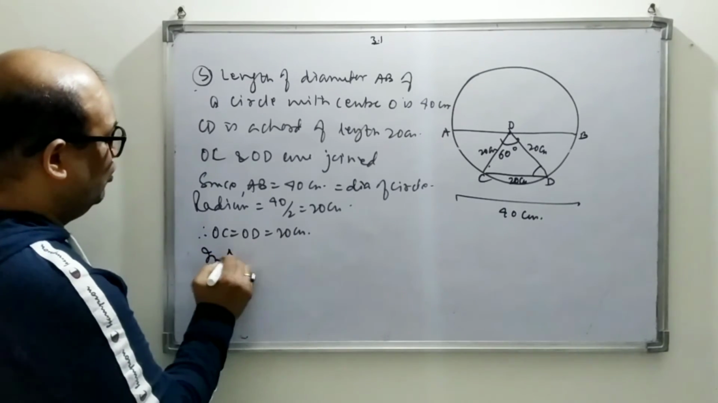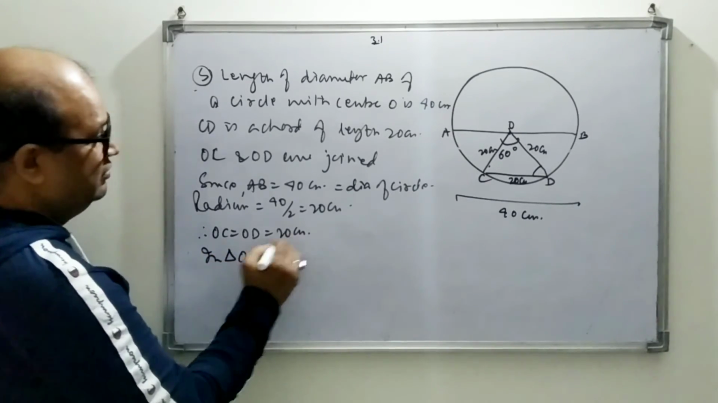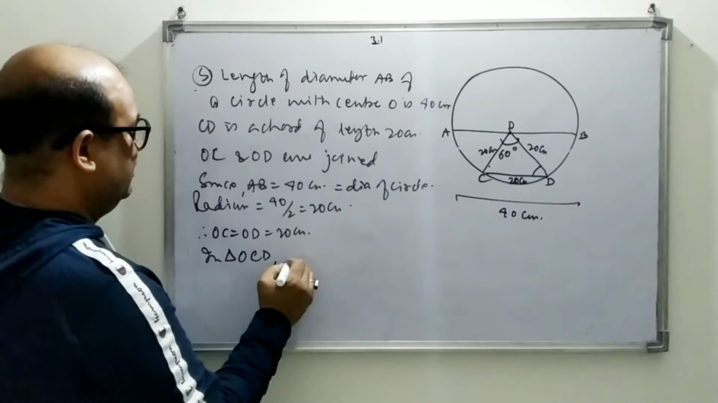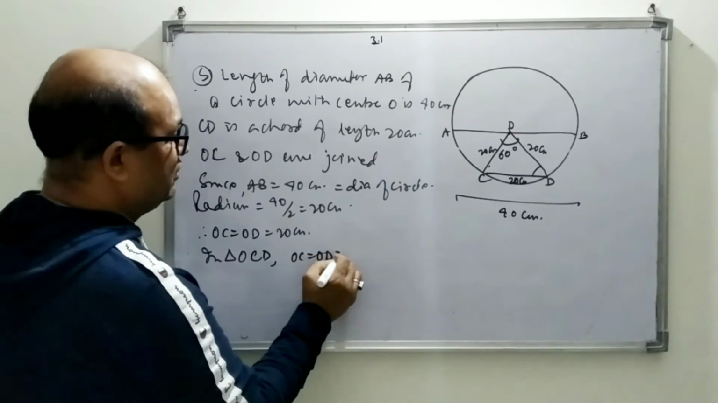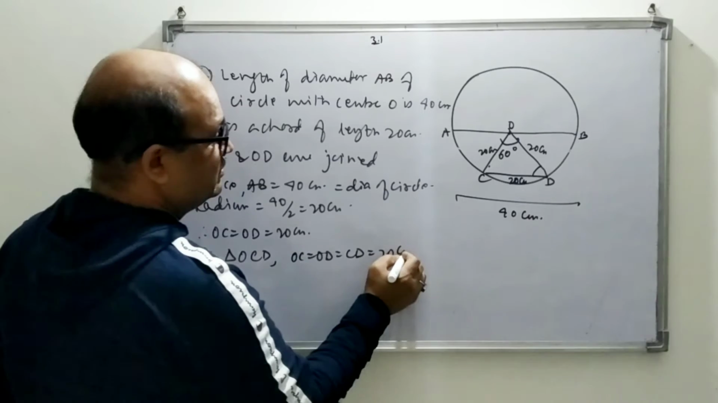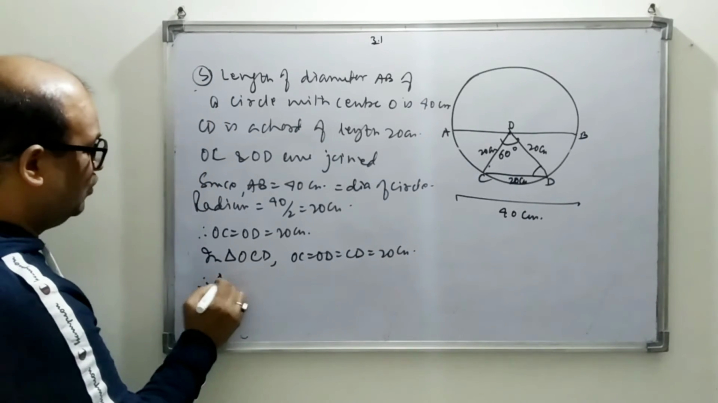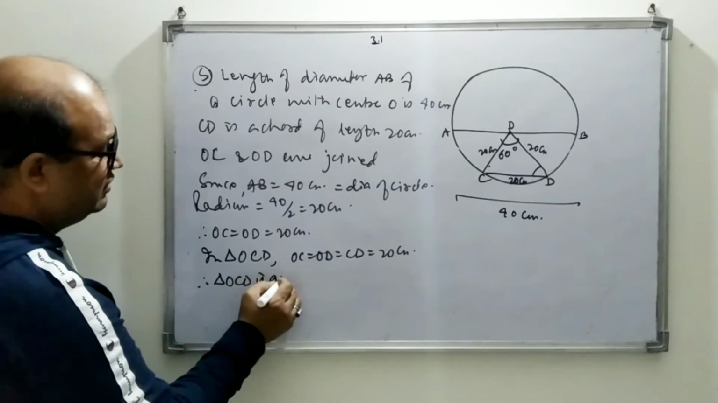In triangle OCD, OC equal to OD equal to CD. This is equal to 20 centimeter. Therefore, triangle OCD is an equilateral triangle.